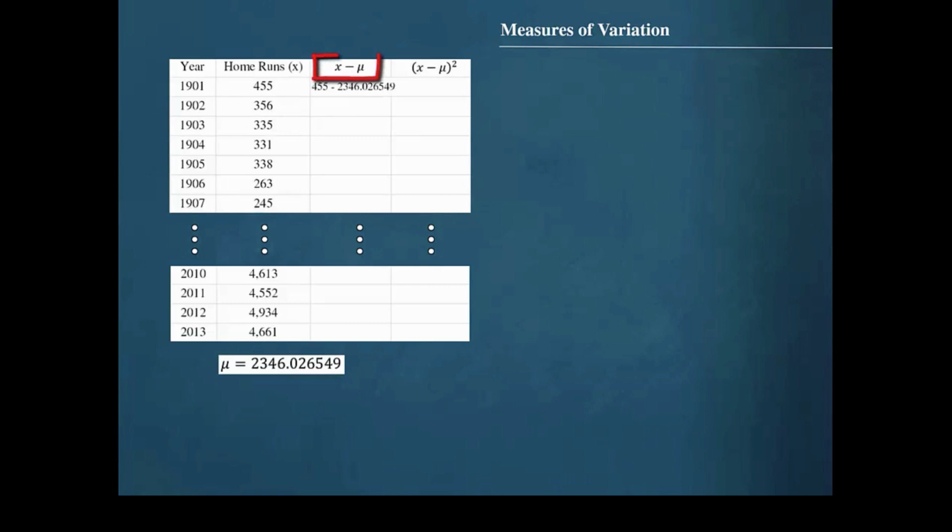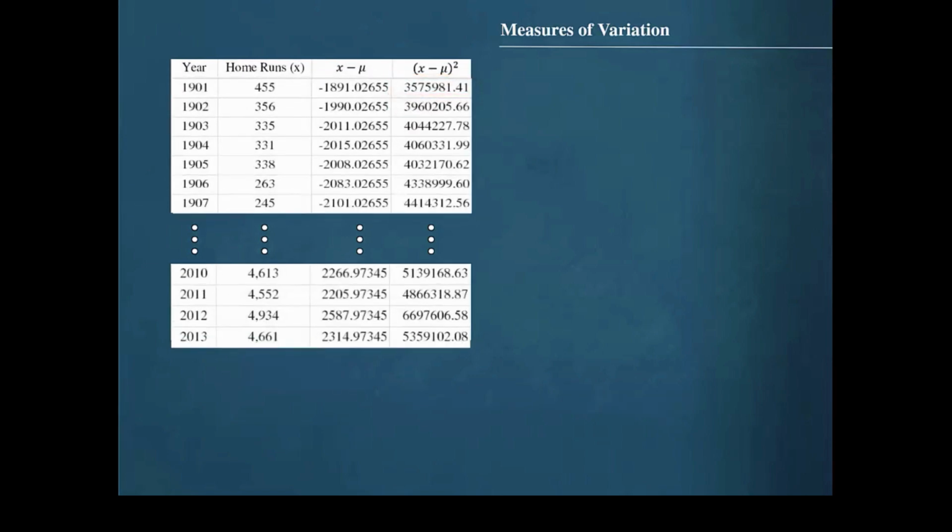To begin, we will subtract the mean from each data value. In the first row for the year 1901, that calculation will be 455 minus the mean. Once that calculation is done, we will square it in the next column. We will continue this process until it is complete for each row in the table. Note that the larger the deviation, the larger the squared value will be.